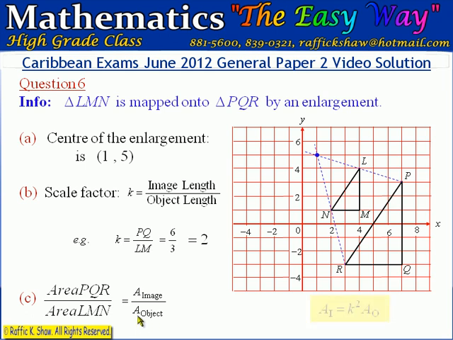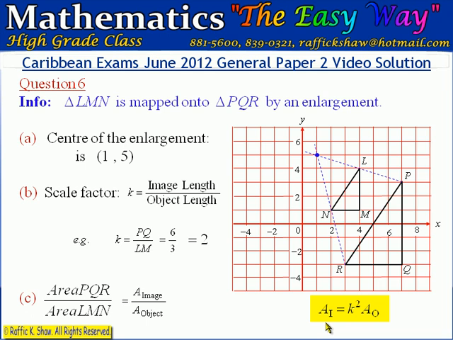Now there's a general relationship between the area of an image and the area of an object after an enlargement, and this is it. The area of the image is k squared multiplied by the area of the object, and this is because area is obtained from the product of two dimensions, right? And since the scale factor is k and you have to multiply two lengths to derive an area, it means that you will be multiplying the scale factor k twice, hence the k squared.